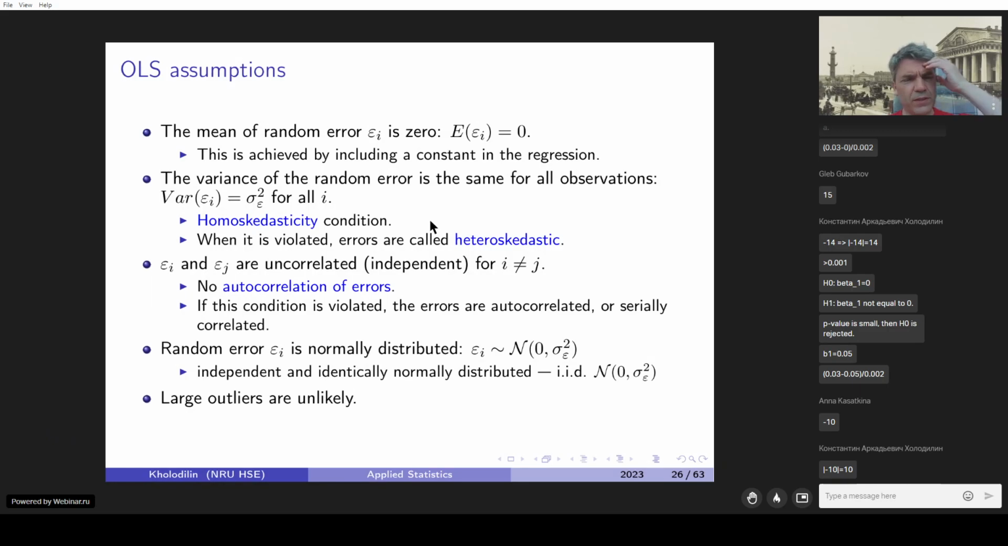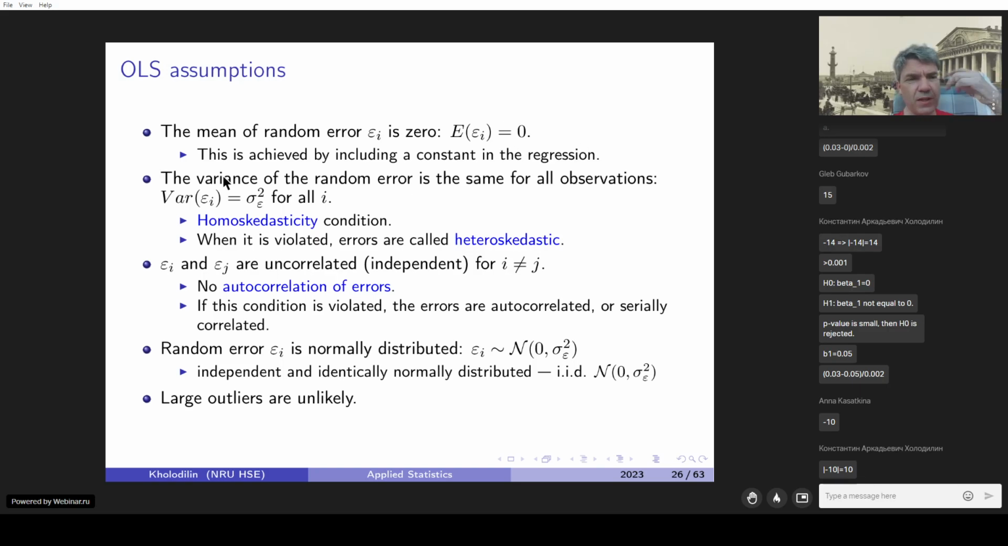Now, in order for these properties to hold, we need our data to satisfy certain conditions, and these we call OLS assumptions. So we make some assumptions about our data. The first assumption is simple. It means that the mean of the random error is equal to 0. It's pretty easy to obtain. We need to include a constant in our regression. We're not obliged to have a constant, but if we have it in the regression, then the mean of the random error will be equal to 0. It will be guaranteed. So it's easy.